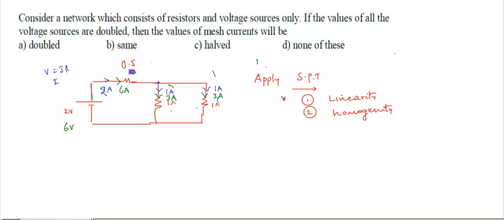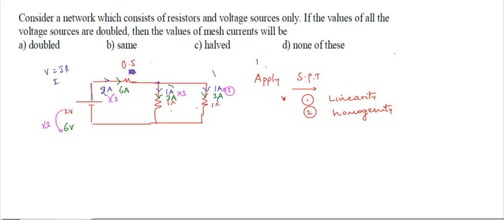What happens if I increase the excitation 3 times? The response is also 2 into 3, 6 amperes, and 1 into 3, 3 amperes, and 1 into 3, 3 amperes. So if the excitation is multiplied by 3, the response in all the branches is also multiplied by 3. This is called homogeneity.